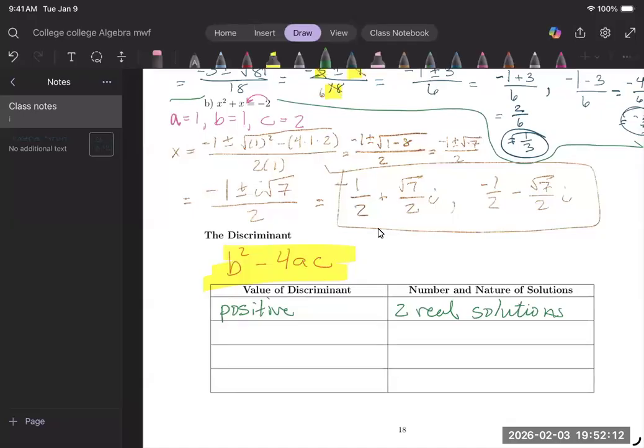If I am negative, then we have 2 imaginary solutions. Also, some people say no real. Okay. If I have 0 as the discriminant, then we have 1 real solution.